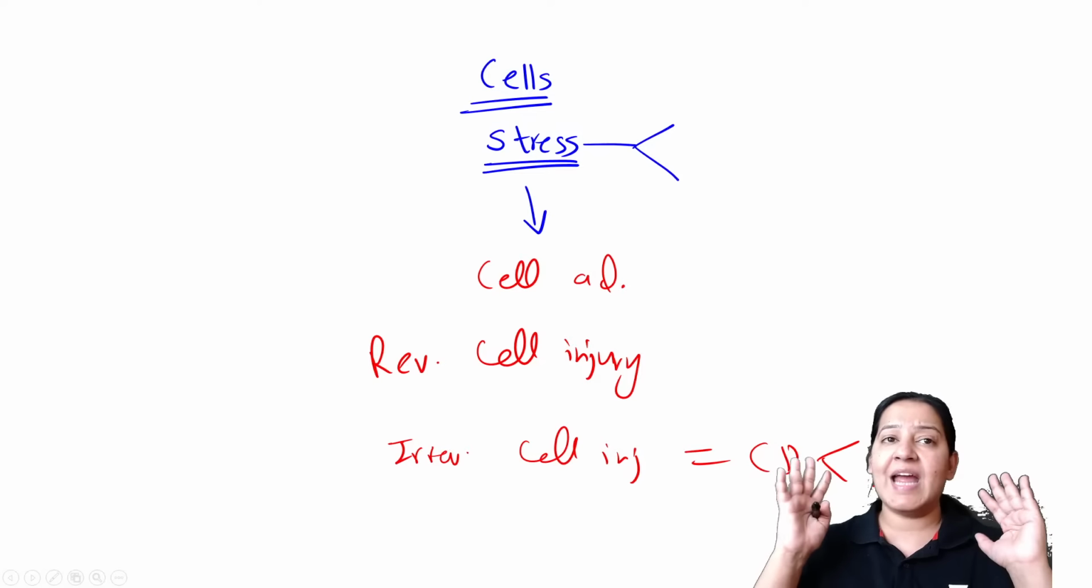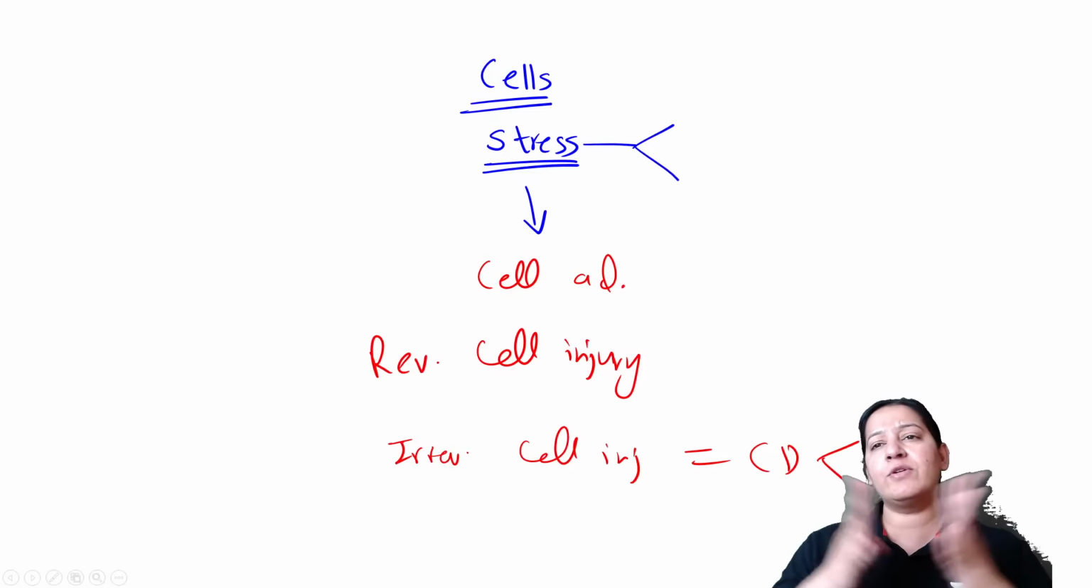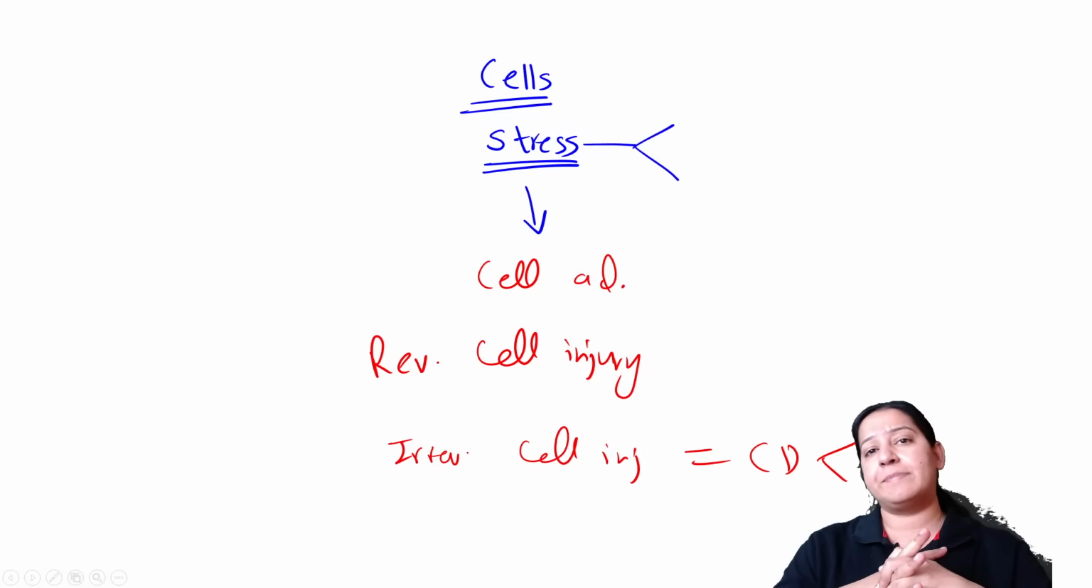It means that the cell can die via 2 mechanisms, either by apoptosis or by necrosis. Who is going to decide by which mechanism the cell will die? Apoptosis and necrosis are the 2 types of cell death.